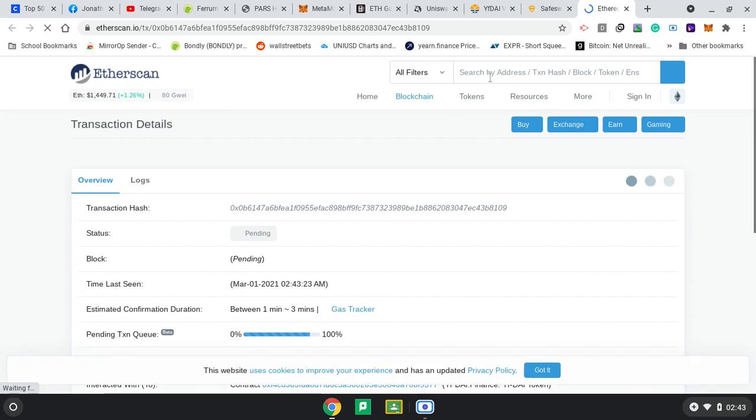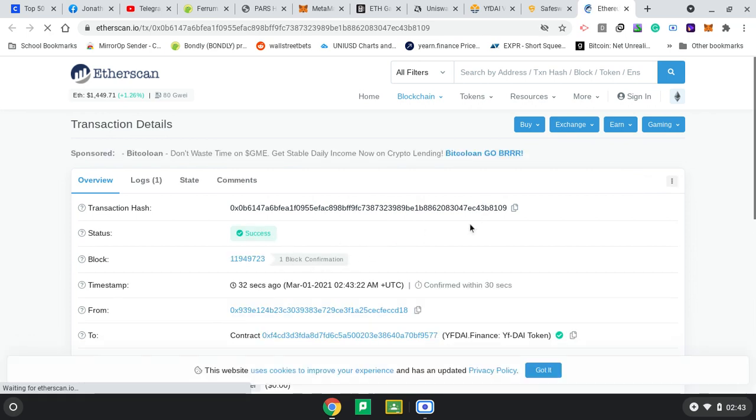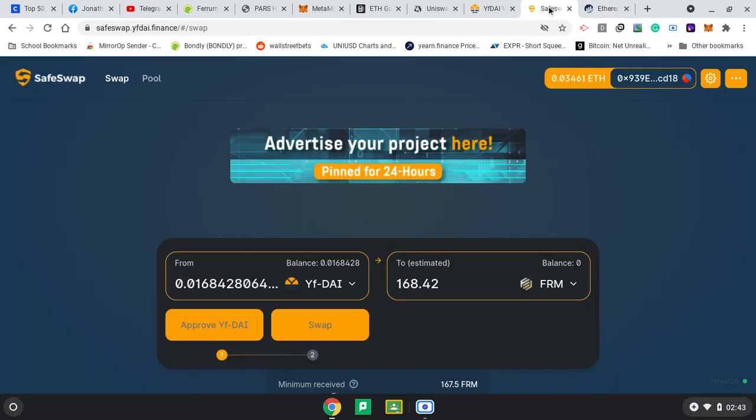Let me view on Etherscan. Etherscan's good because technically you can search anyone's address and see what's going on. I think this is what you could use to actually see all the addresses of any big pools or anything, and you can monitor how much money is actually really in the pool. Okay, that's gone through, success.